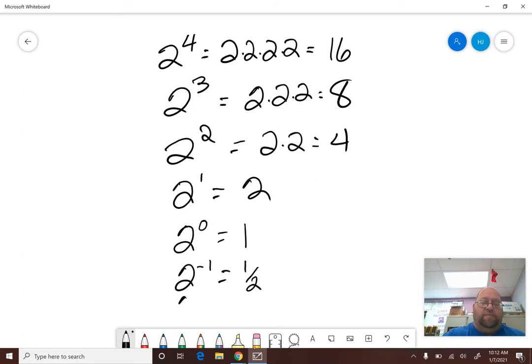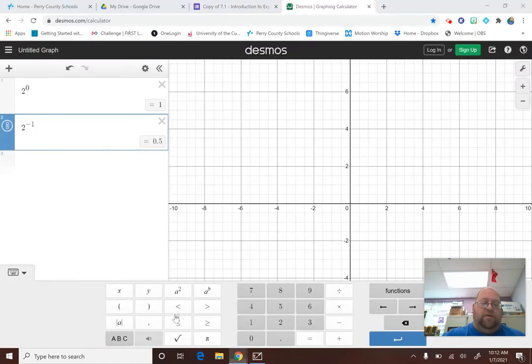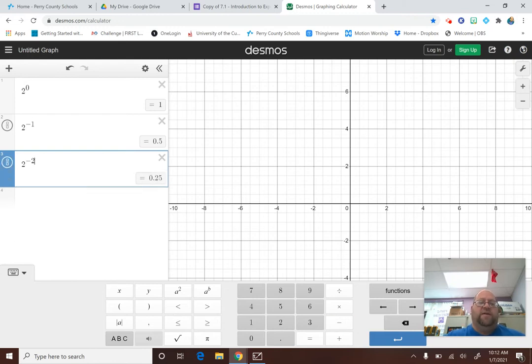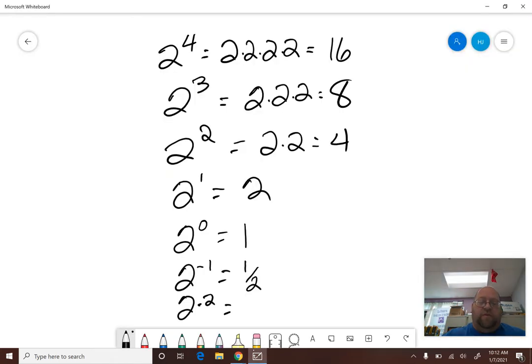Let's do one more. 2 to the negative 2. 2 raised to the negative 2 power gives me 0.25, which is the same equivalent of a quarter, right? A quarter of a dollar, if we think about it in money cents. So that's the same thing as 1/4. So we generally want to keep things in fractions, especially when we get to Algebra 2 and some higher level math.